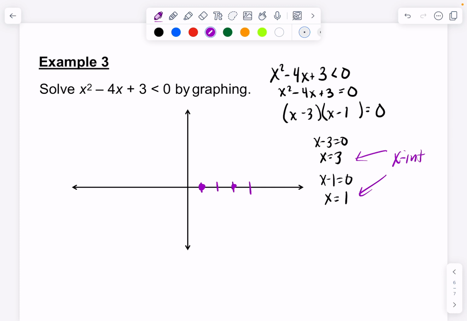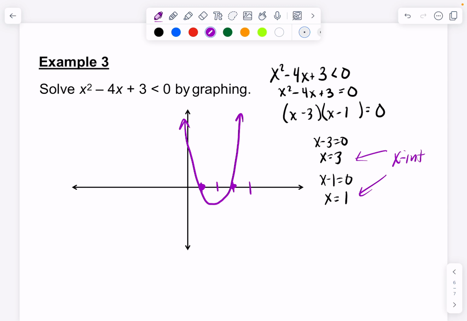My graph opens up because a is positive. Oh, I need to erase that. Where's my undo? There's my undo. I don't really care what my graph looks like. I just care what my 2 x-intercepts are.